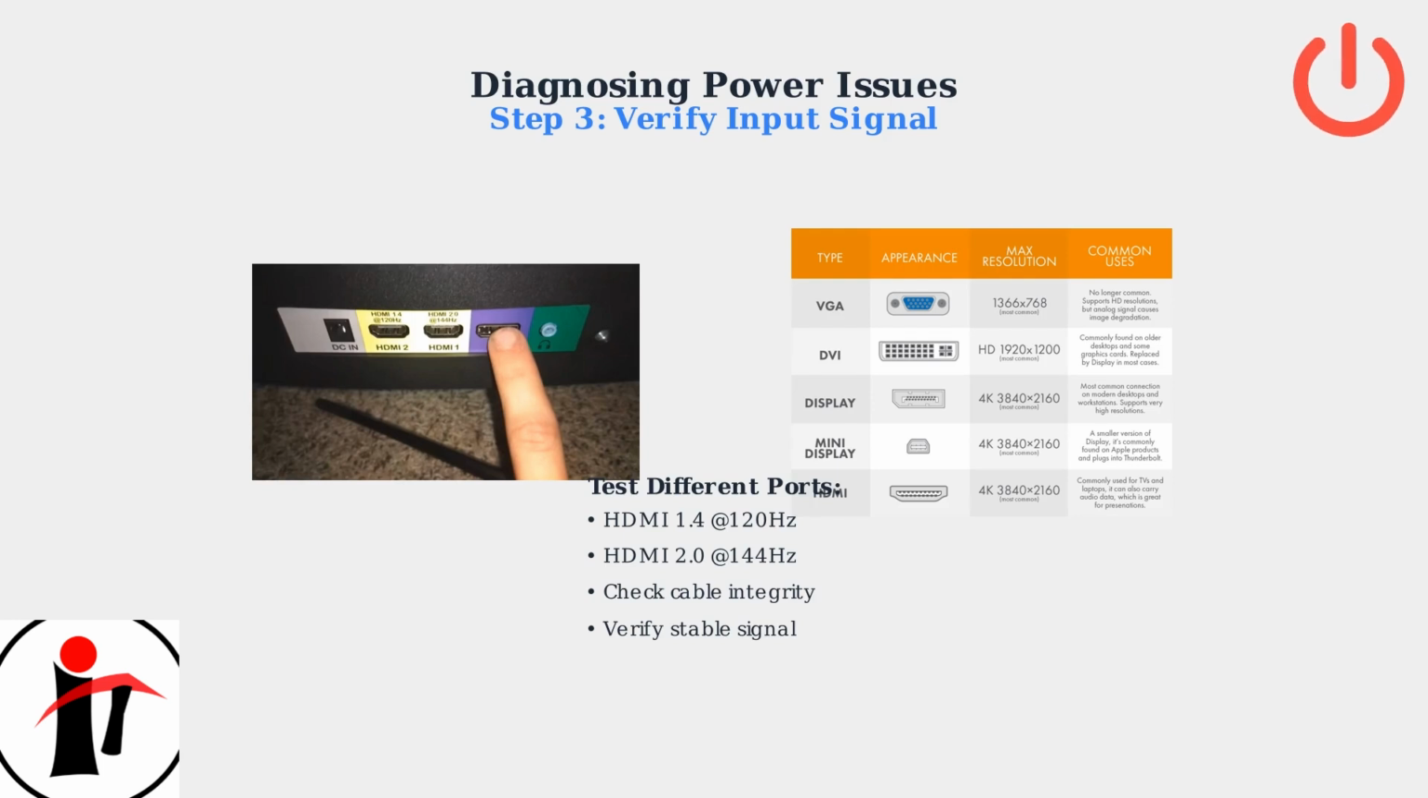These 3 diagnostic steps address the most common causes of Sceptre monitor power issues. Start with the power cable, adjust auto sleep settings, and verify input signals to resolve most power cycling problems.